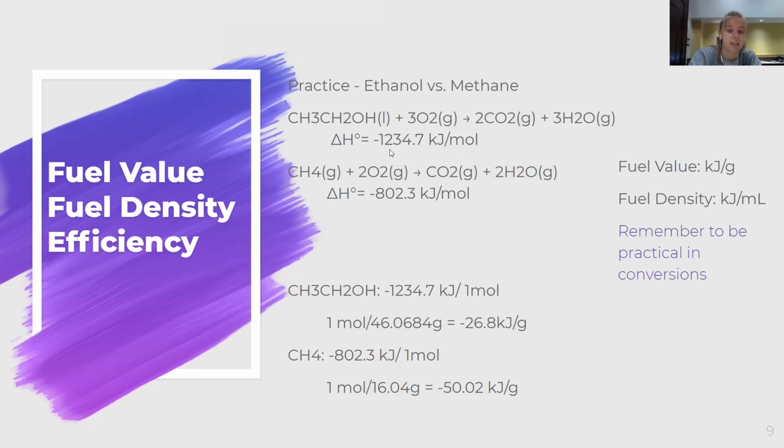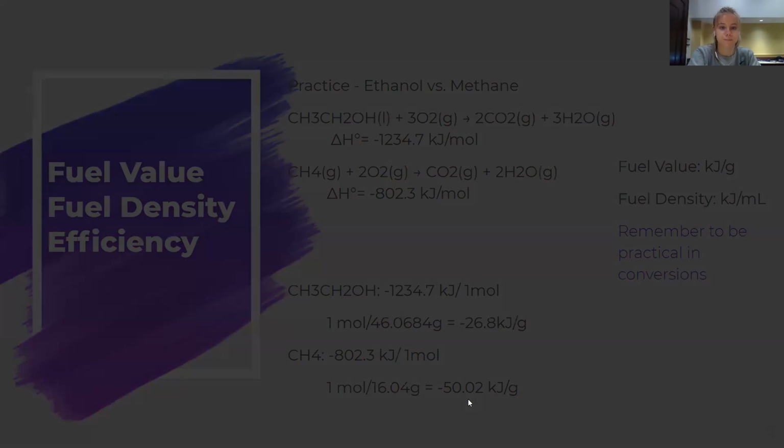is because at first you think, okay, ethanol is clearly going to be more efficient because it's creating more energy, right? In comparison to methane when it's kilojoules per mole. However, when you convert it to kilojoules per gram, you see that ethanol is actually creating negative 26.8 kilojoules per gram in comparison to the negative 50 that you can get from methane. So in this case, methane is actually going to win.